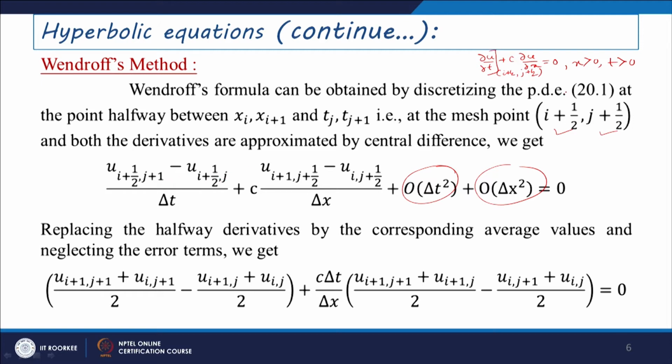j plus half minus half, so that is why it is taken as j there, by del t, plus c times u i plus 1, since we are considering i plus half there. So, that is why this is coming as i plus 1 there, j plus half, minus u i plus half minus half, so that is why it is taken as i there itself and j plus half.